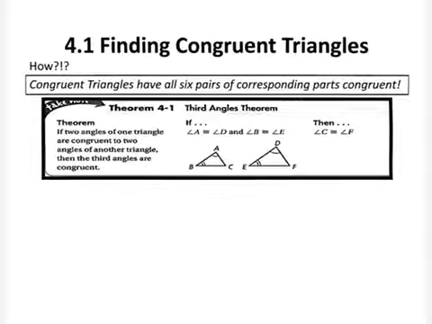Which makes sense. If you know that two of the angles of each set of triangles are equal, and all triangles add up to 180, then the missing pieces have to be the same as well. So in this case, if A is equal to D and B is equal to E, then C and F must be the same because they're both going to add up to be 180, and they already have two of the exact same measurements included.